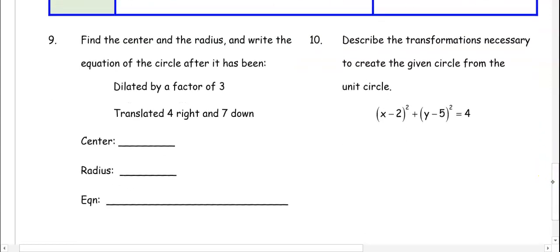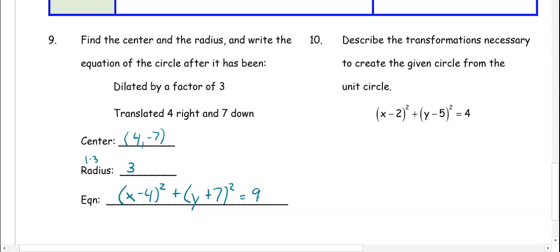So in number 9, if we have a dilation by a factor of 3, that means we have 1 times 3, which makes the radius 3. If we went right 4 and down 7, that means we move 4 positively and 7 negatively. So now we can write our equation, x minus 4 squared plus y plus 7 squared equals 9.